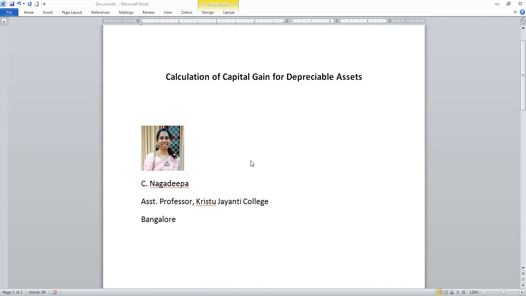Okay. So for a depreciable asset, generally we can use the WDV method or the straight line method. So this is not a normal calculation like a normal asset, how you are doing. This is something different, where we are not going to use the cost of acquisition. Instead, we will be using the WDV to calculate the capital gain. Today we are going to see one problem, and then you can understand how we can calculate the capital gain.